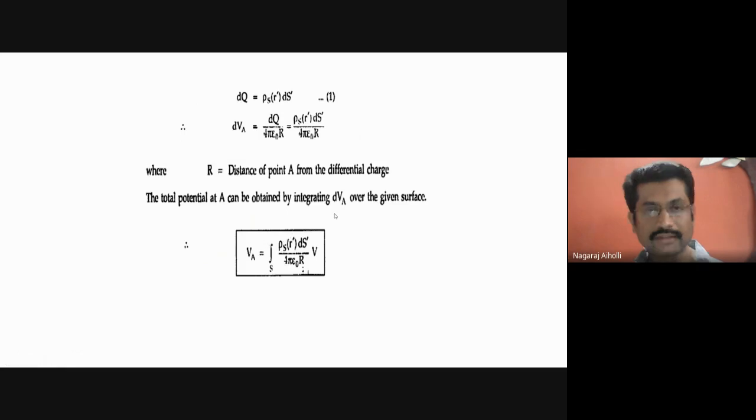Total potential. Next, if you want to find the total potential, then we have to integrate. Is it not? We have to integrate this dVA to get the total potential. VA is given by the integration of dVA over the given surface.